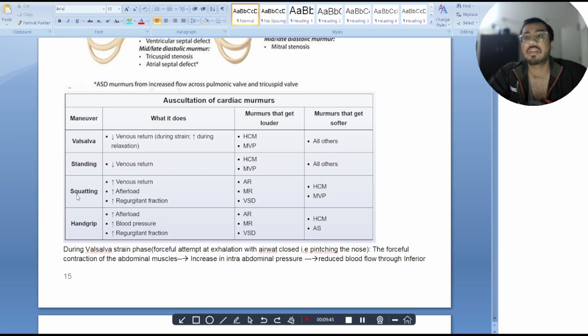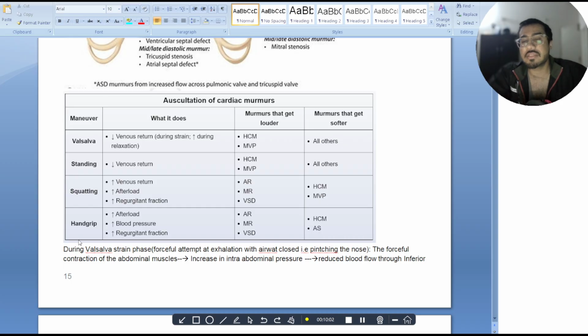Squatting is going to increase the preload dramatically, and there is going to be more blood in the chambers. That would result in all the murmurs getting louder, except for the exception murmurs, HCM and MVP.